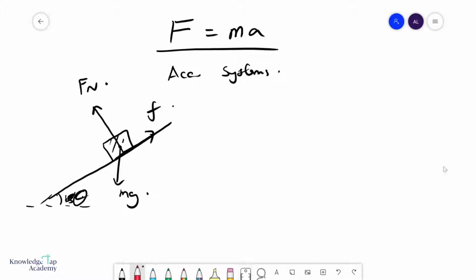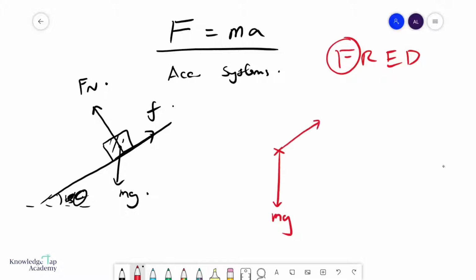And so the common approach to solving this, I like to adopt my FRED approach. And so, first of all, make sure you draw a free body diagram for the object in question. And in this case, it will be the block. And so, let's draw the diagram, mg. We know we've got friction acting this way and normal acting that way, and that's about it.